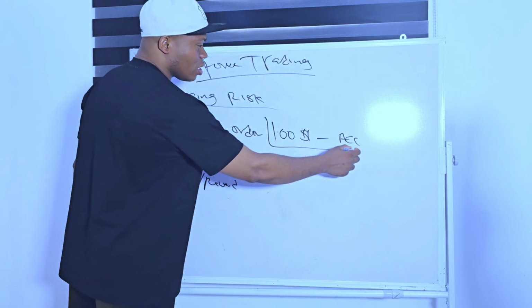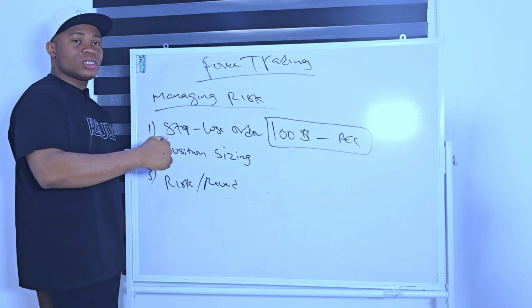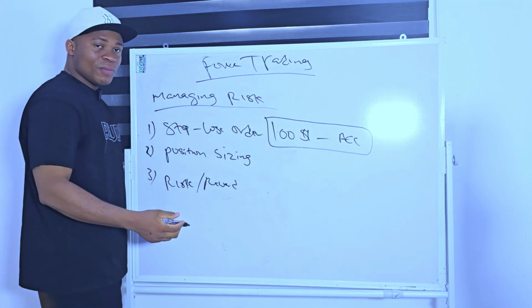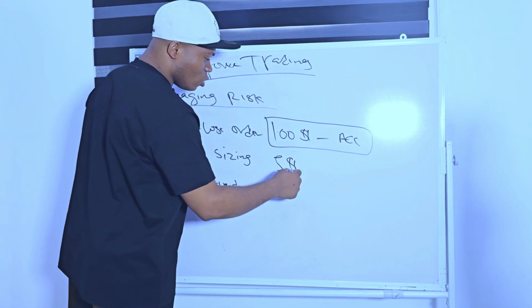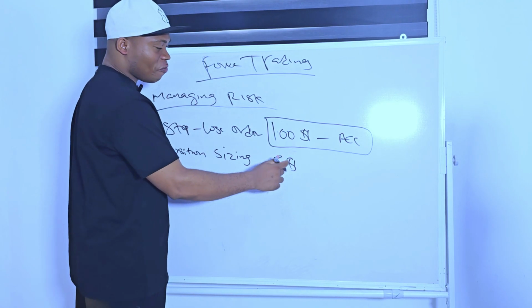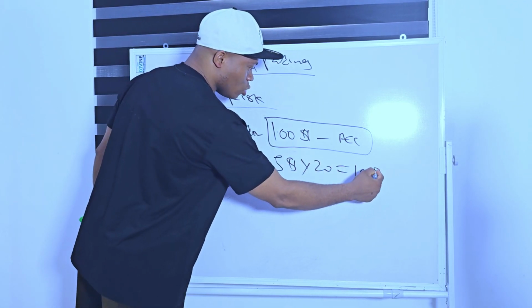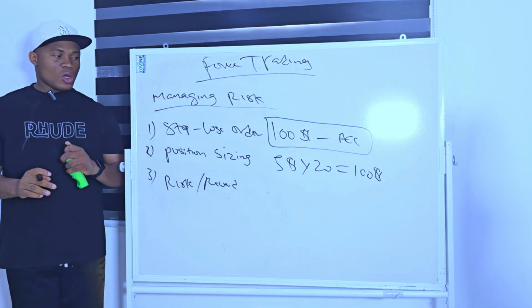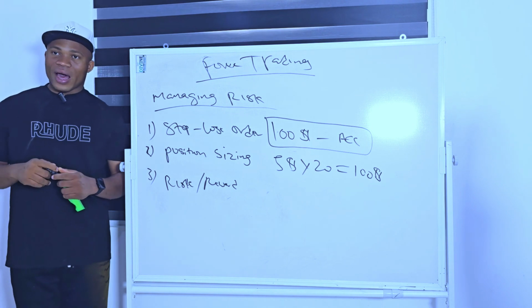So position sizing simply means that on this $100 account, in order for me to lose everything here, I want to have like 20 consistent losses for me to be able to blow up this account. So it means that what I should be risking per trade should be $5 and it should not exceed $5, because $5 times 20 is going to give me $100. So now I've positioned myself that on each trade I should not be risking more than $5.